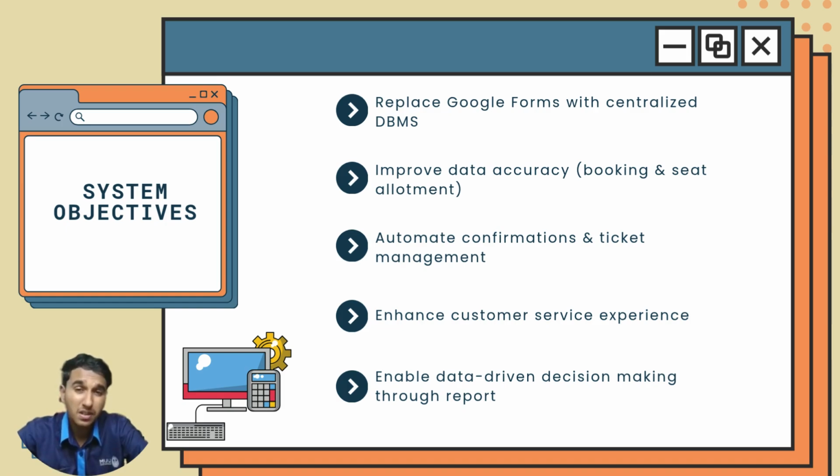This database management system aims to replace the current Google form with a centralized system. This will improve the accuracy of the bookings and automatically assign seats, reducing the workload of the admins. Additionally, the system can generate reliable reports to help the management make informed decisions.